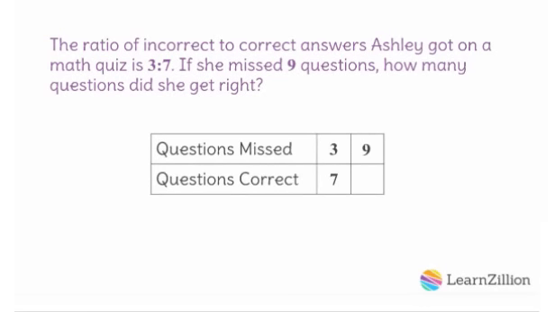We know that if we multiply 3 times 3, that will get us to the number 9. When we multiply the number of questions missed by 3, we also have to multiply the number of questions correct by 3 in order to maintain the same ratio. 7 times 3 gets us to 21. We know that if Ashley missed 9 questions, in order to maintain that same ratio of 3 to 7 questions missed to correct, Ashley had to get 21 questions correct.